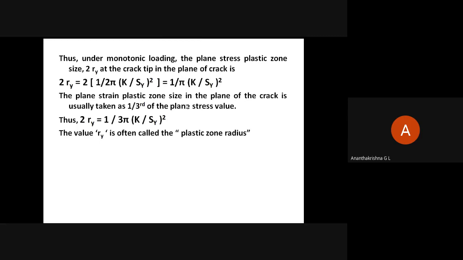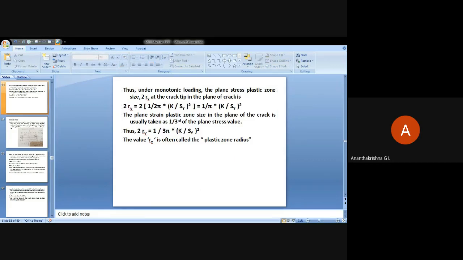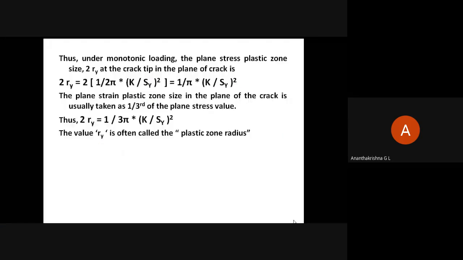Again, there may be confusion here. What does Sy stand for? It stands for yield stress. Okay. What does K stand for? Stress intensity factor. Excellent. Okay. Good. Please note down.